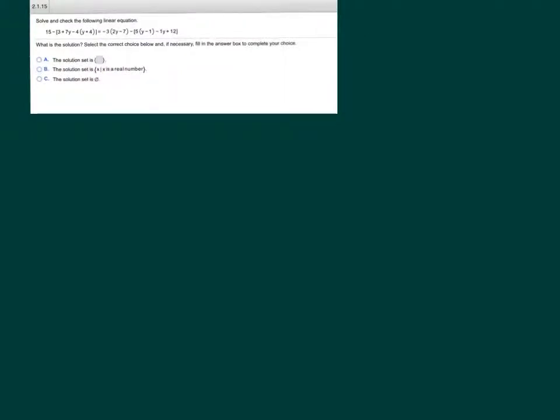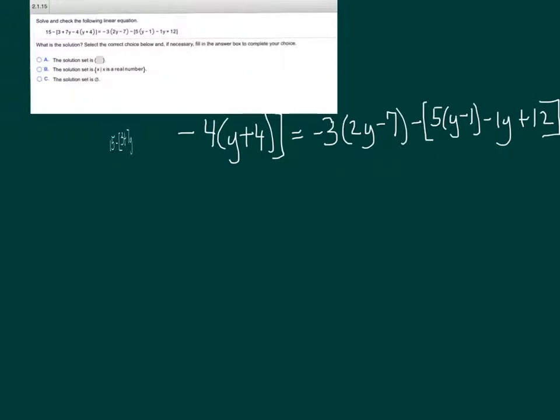Okay, I received the following question from a student, and they were having a little bit of difficulty simplifying this equation. So let me write it out here, and I am going to click pause while I do so. Okay, I'm back with you.